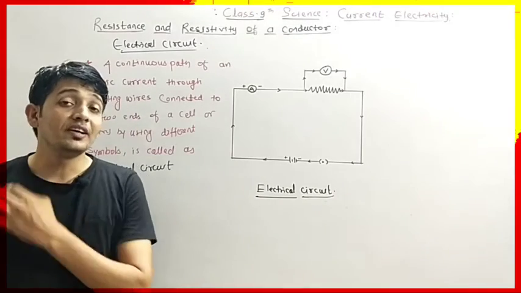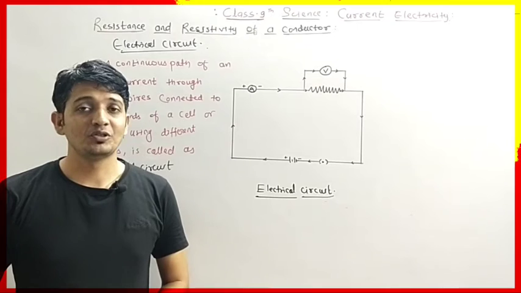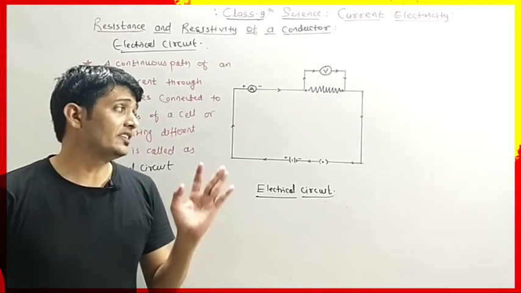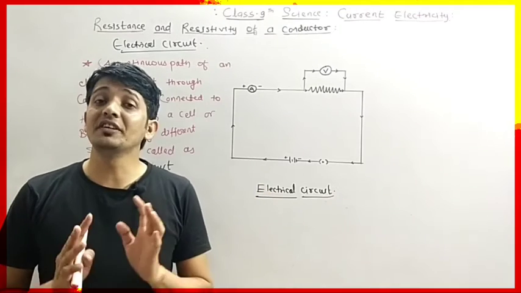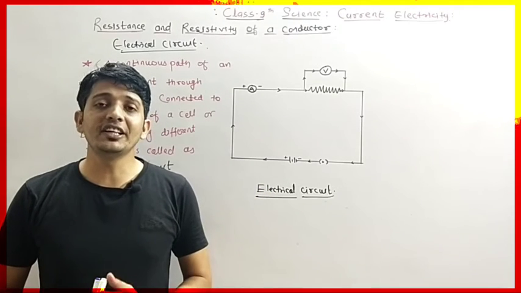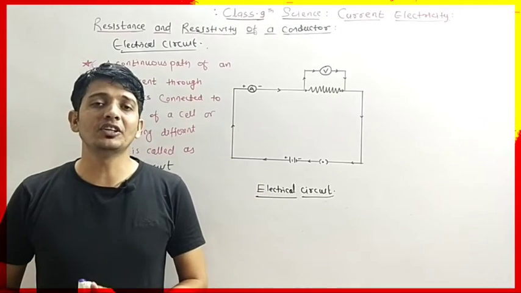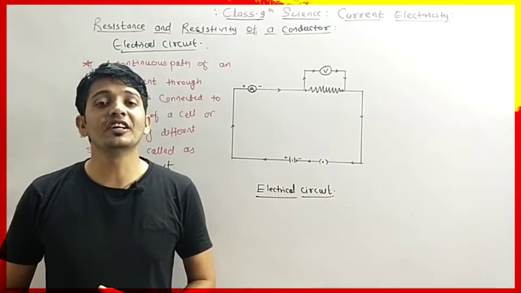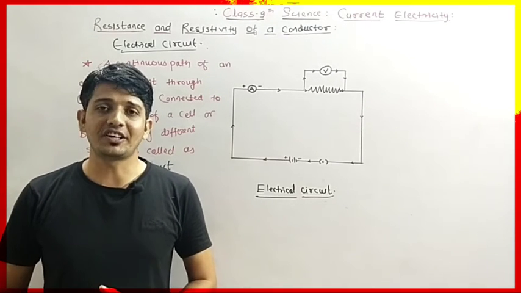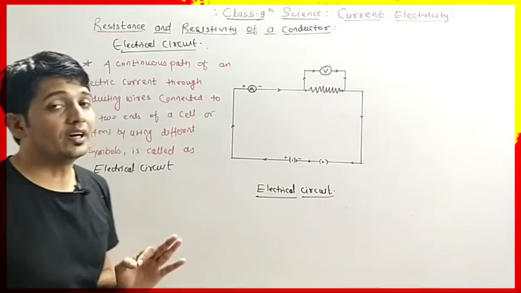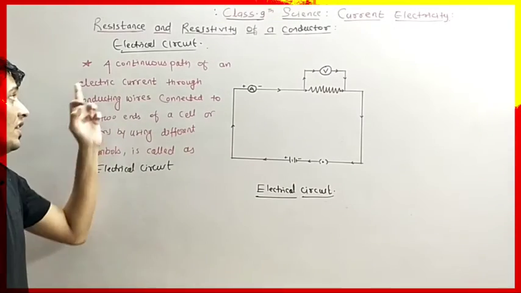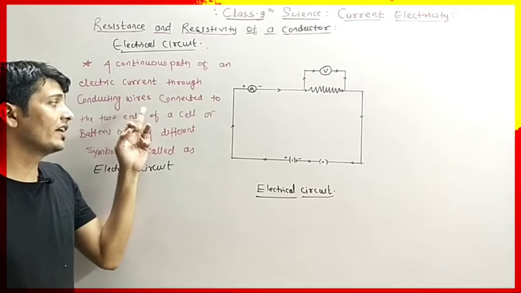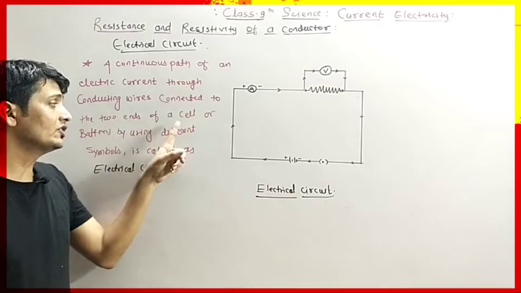So now we will understand the electrical circuit. So what is an electrical circuit? Basically that we have to understand. The electrical circuit is nothing but the general representation of the continuous path of the electric current in our house or in other domestic or industrial sector. Okay, so we have to understand the definition first. A continuous path of an electric current through the connecting wires connected to the two ends of the cell.